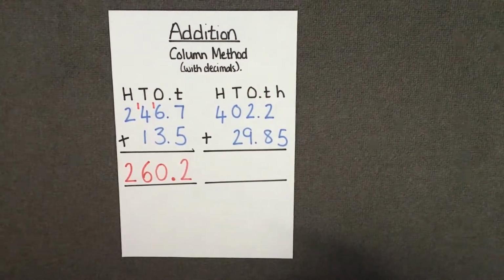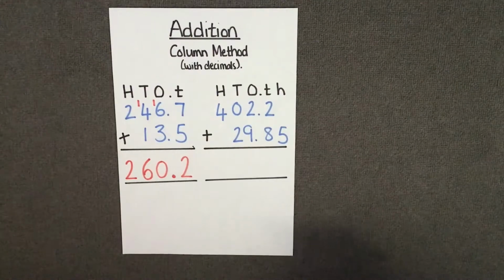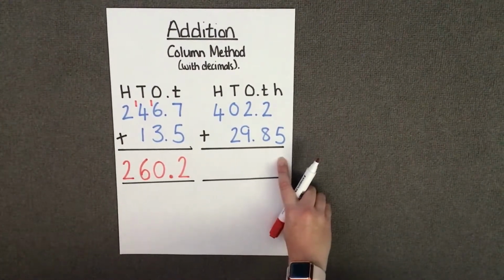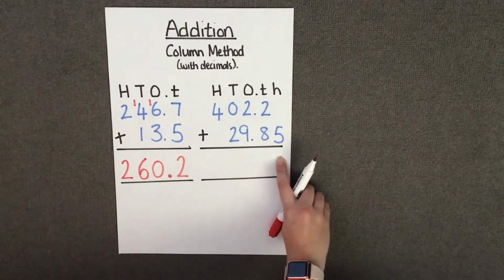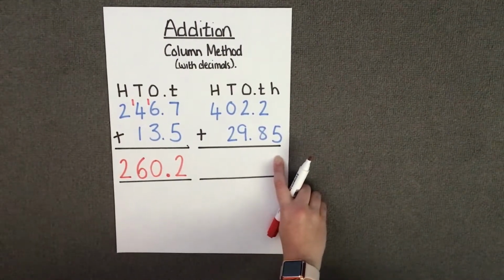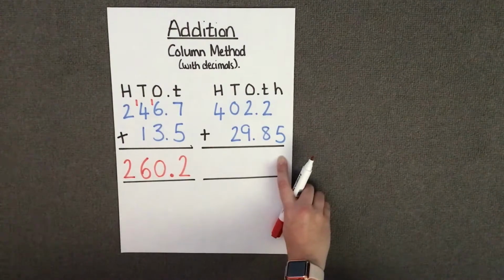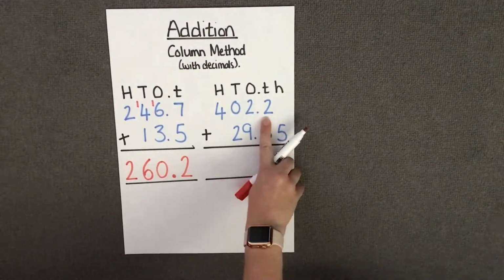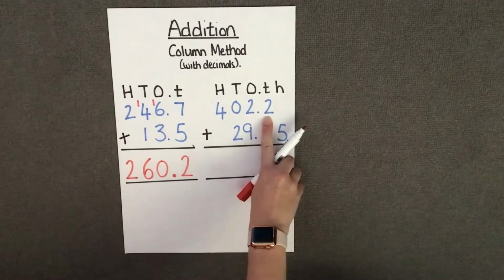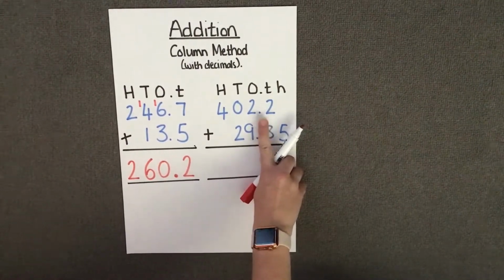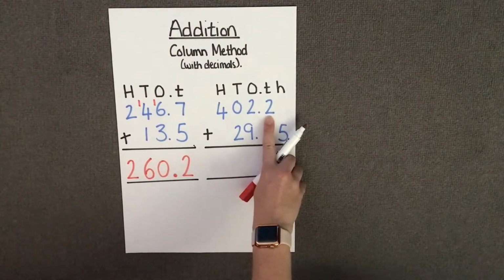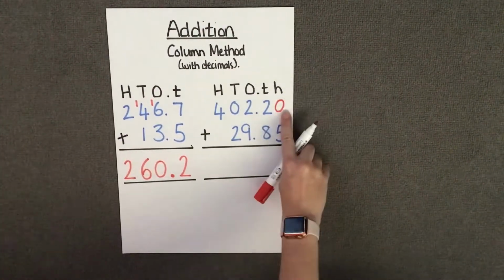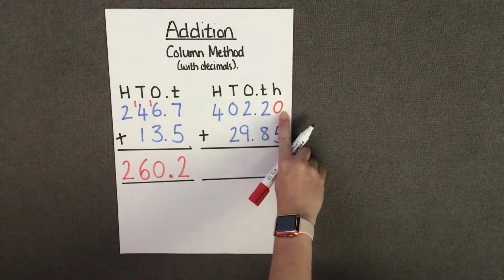Now let's try a slightly harder example. Here we have 402.2 add 29.85. When adding decimals with a different number of decimal places, it is important to make them the same by identifying that the 2 tenths here is the same as having 20 hundredths, and therefore 0.2 is the same as having 0.20. We need to make sure we have our 0 in that place.